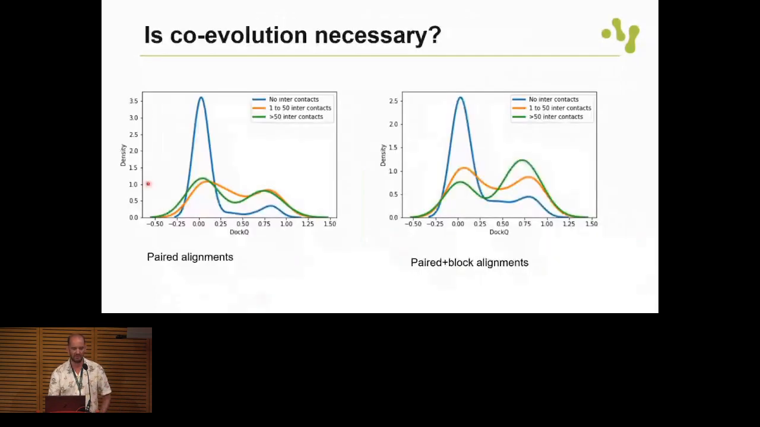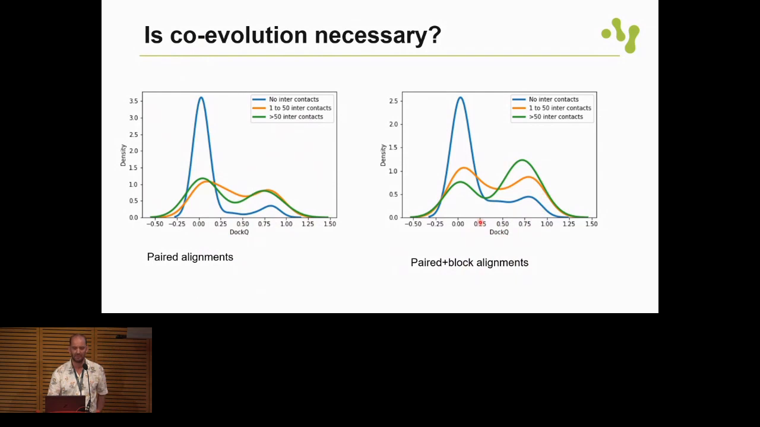So the blue ones are the cases where we have no co-evolution, and the green and yellow ones are the ones where we have co-evolution. If you have no co-evolution signal, it's very few proteins that we get a good prediction for. If you use the paired alignment, basically all are wrong. If you use the blocked alignment, if you merge the alignments together, if you use both paired and blocked, it increases a bit. So still, there is some part where we get good results.